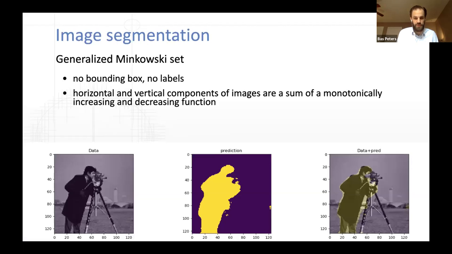You can do it with other images as well. So again, no bounding box, no labels. Just assume that the object here can be written as a sum of monotonically increasing and decreasing images in lateral and horizontal directions. Then you cannot represent things very accurately, but you can still construct segmentations like that. So it's a really strong regularization approach that can give you approximate outlines of images.